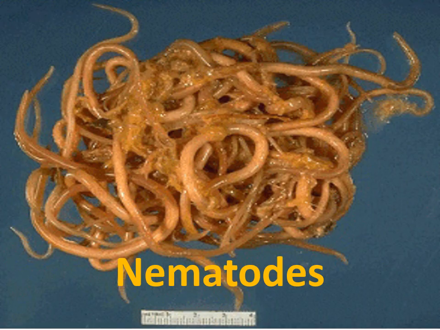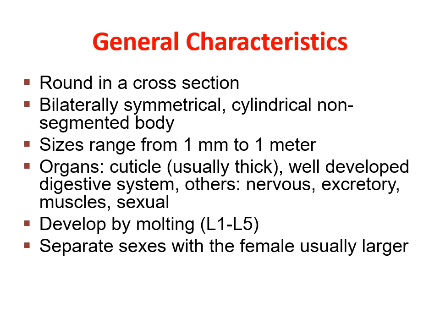The last part I will be covering in my talk today is about nematodes, which are round cylindrical worms. What are the general characteristics of nematodes? Nematodes are all round in a cross section. They are bilaterally symmetrical. They have a cylindrical body that is not segmented like that of cestodes. Their sizes can range from 1 millimeter to 1 meter.